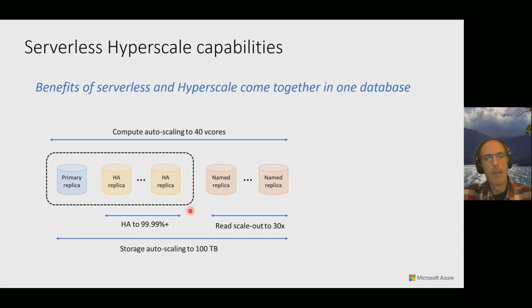And so if you overlay serverless support on top of this picture, you have a scenario where each replica instance is able to independently automatically scale up to 40 cores and be billed just for the amount of compute that it's actually using. Now, outside of these compute-related benefits and high availability-related benefits, in terms of storage, serverless databases in hyperscale can automatically scale up to 100 terabytes, which is significantly higher than the 4 terabyte limit in the general purpose tier.